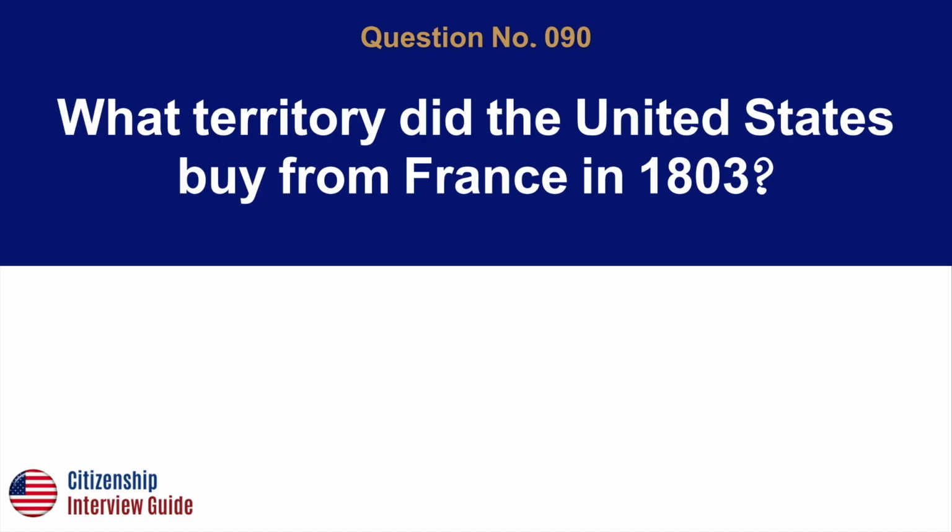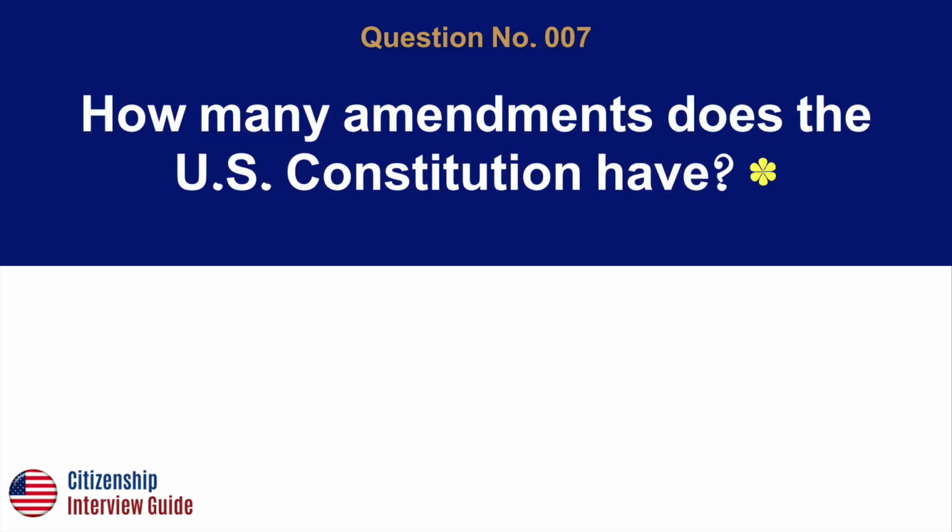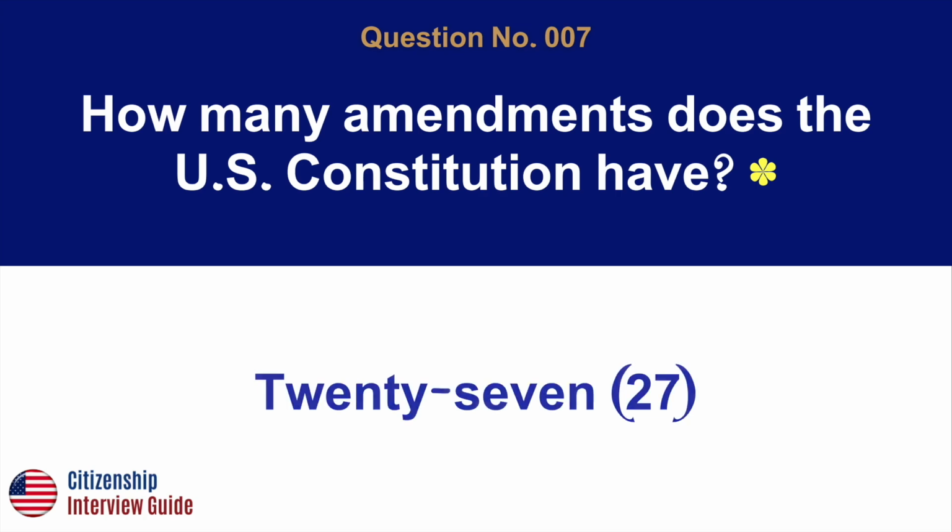What territory did the United States buy from France in 1803? Louisiana Territory. How many amendments does the U.S. Constitution have? 27.